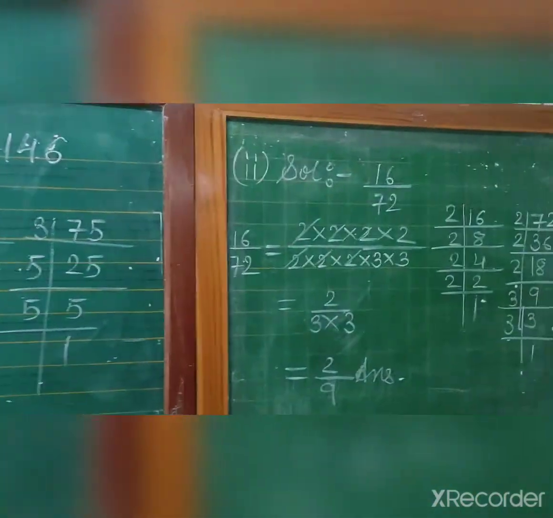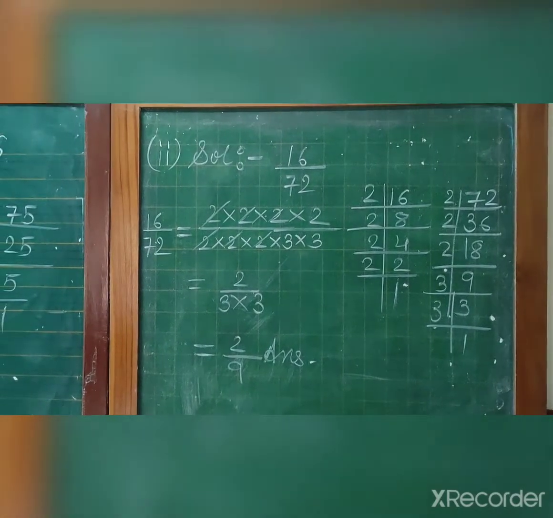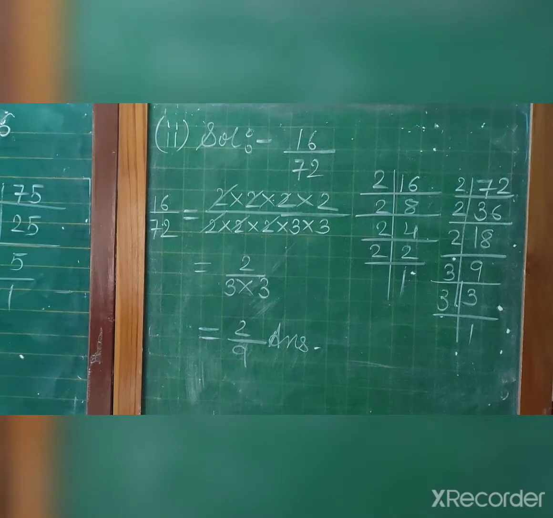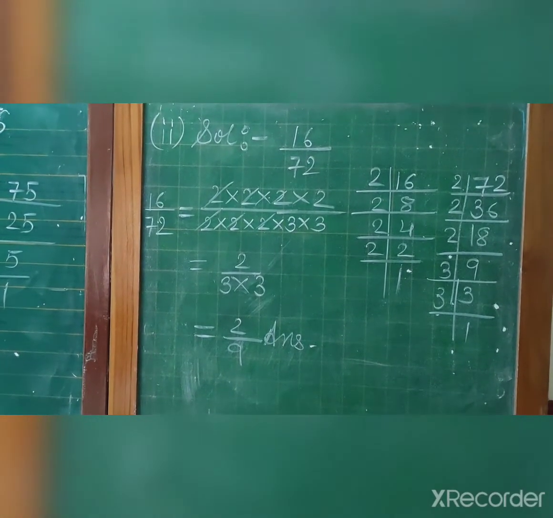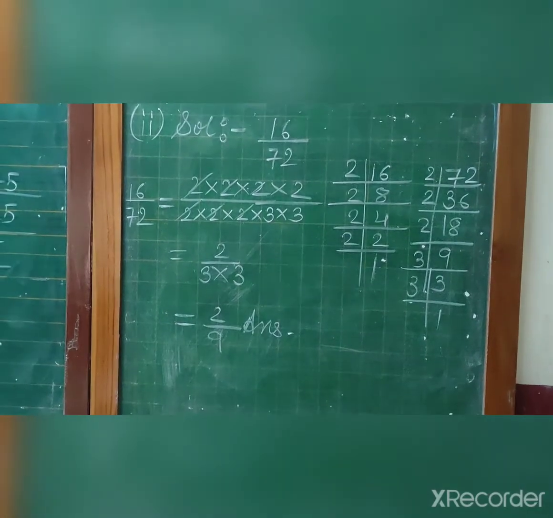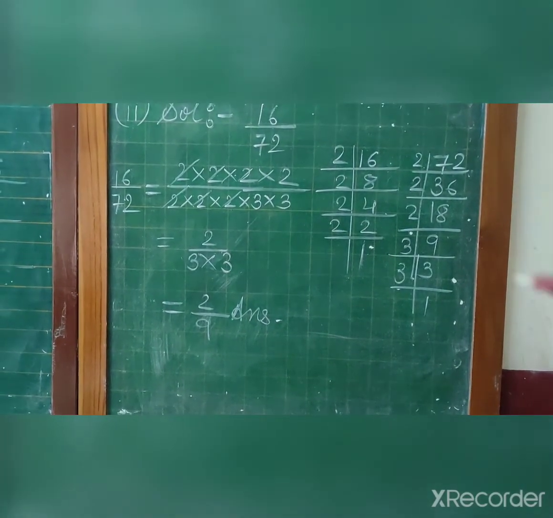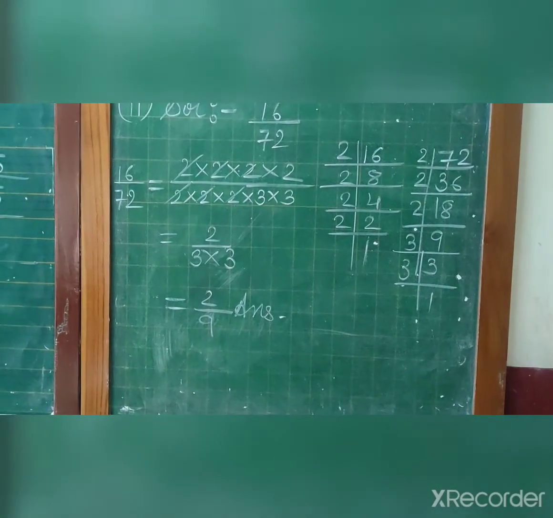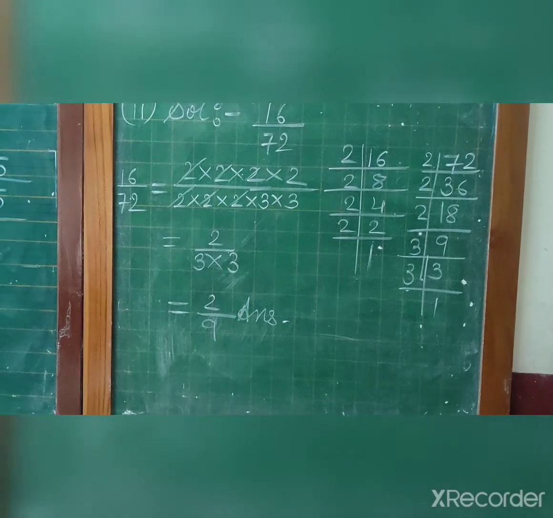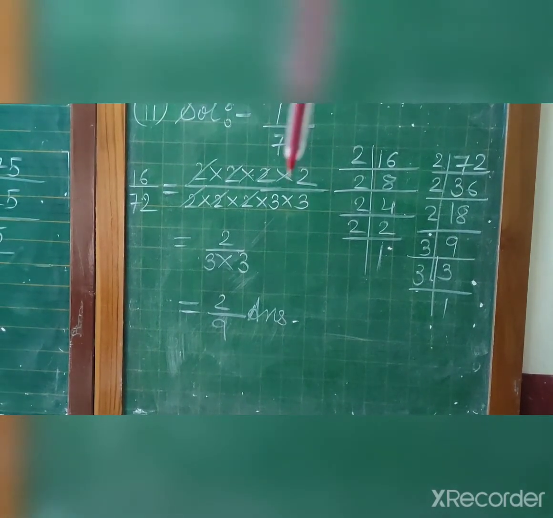Now next question is 16 upon 72. So first, prime factorization. You can see 2 8s are 16, 2 4s are 8, then 2 2s are 4 and 2 1s are 2. Then 72 divided by 2 is 36, then 2 18s, 2 9s are 18, 3 3s are 9, 3 1s are 3. Then in place of 16, 2 into 2 into 2 into 2. And in the denominator 2 into 2 into 2 into 3 into 3.